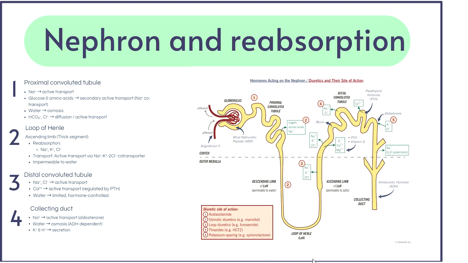Now we're going to the second part. The most important transport which we're going to have in the second portion, the loop of Henle, is actually the sodium, potassium, and chloride transport which is found on the ascending limb of the loop of Henle. Then we're moving to the third part.